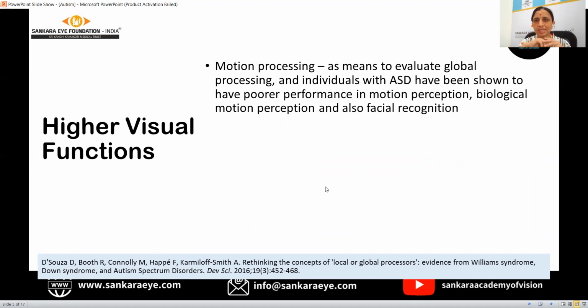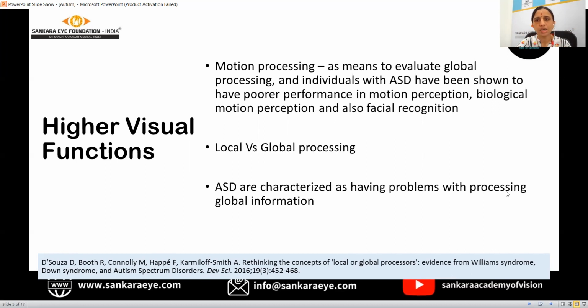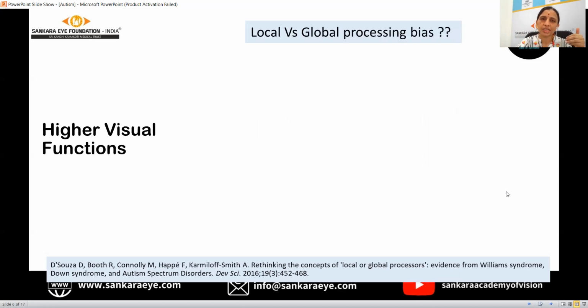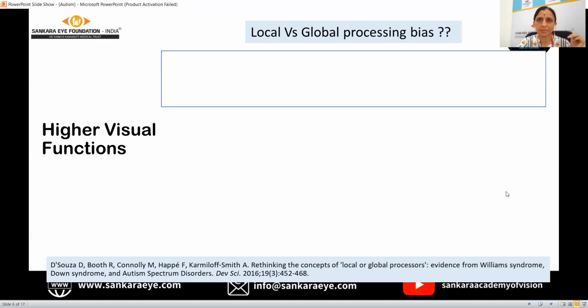What has been known in children with ASD is that they have poorer performance in global processing, and poorer performance in motion perception, facial recognition and also biological motion perception. So they have a basic problem with processing global information, was what was understood earlier. Now there are various studies which looked at whether this is actually true and why this bias happens with respect to local and global processing.